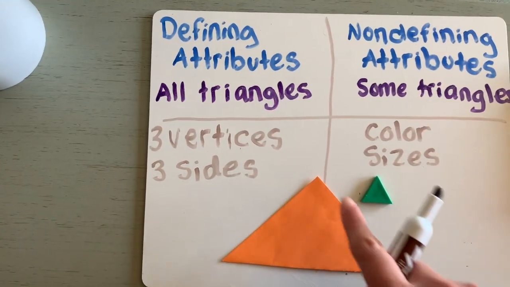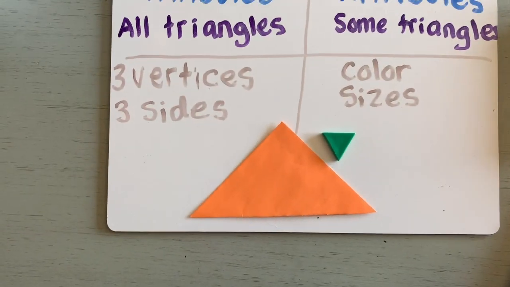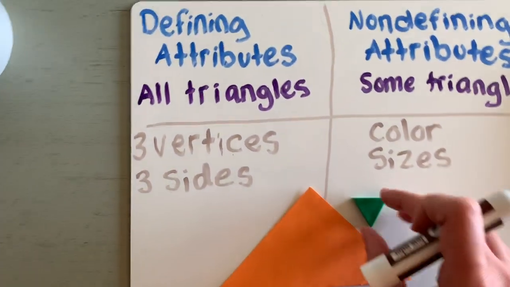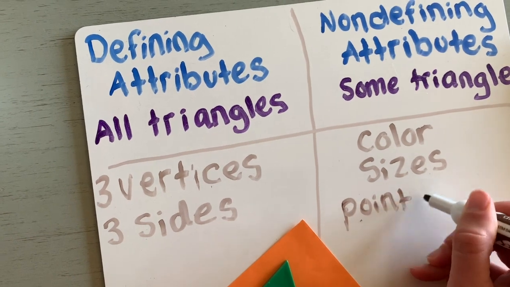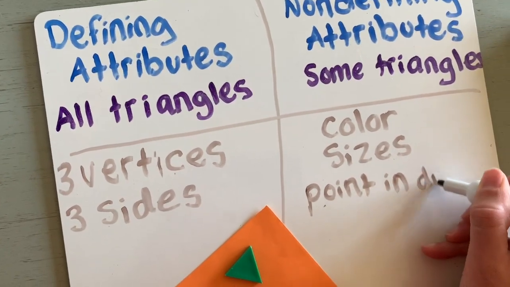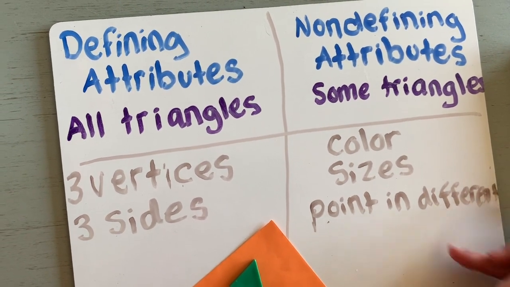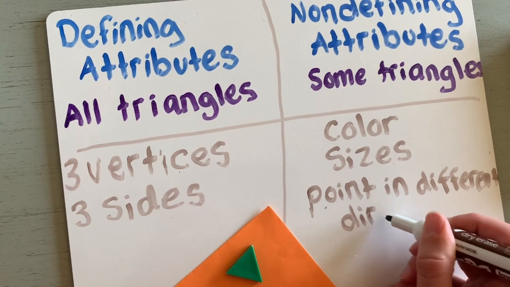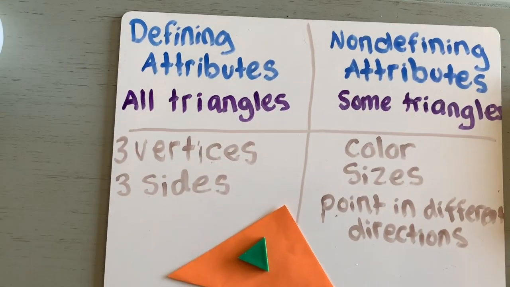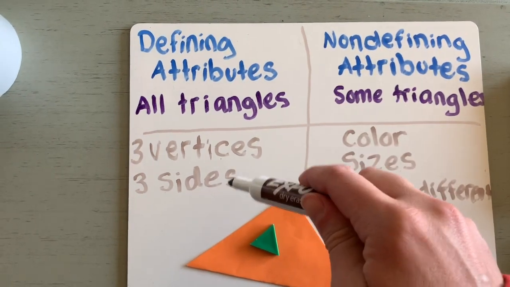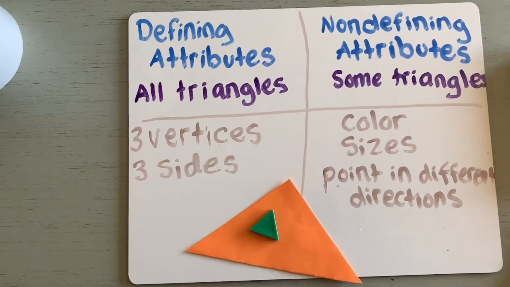So this one, the top part is pointing up. What if I turn it like that? So the flat side's on top. They're both still triangles, so they can point in different, running out of room, directions. So all shapes have defining attributes, things that are always the same, and non-defining attributes, things that can be different.